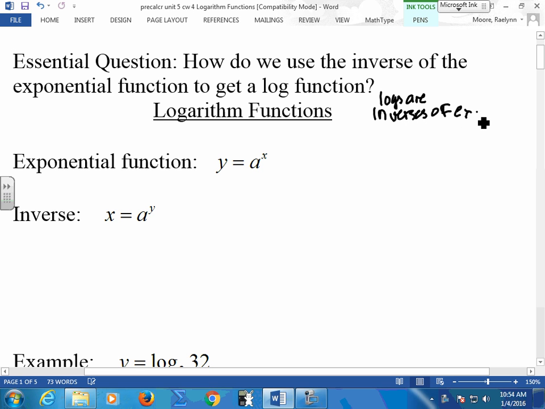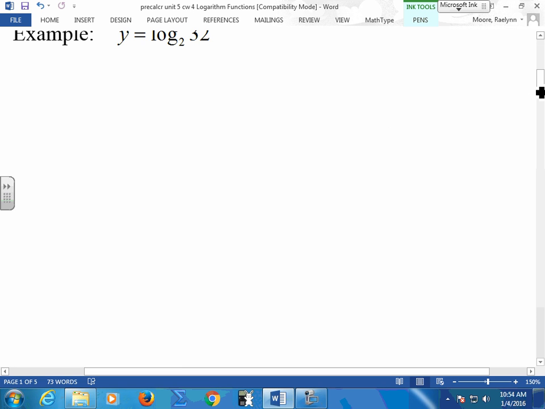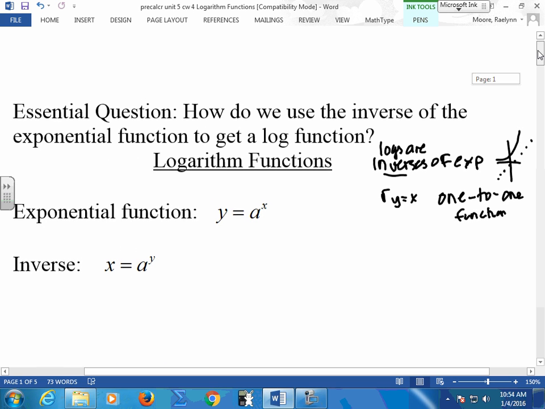And by saying this, an inverse is a reflection over the line y equals x. And when we do a true inverse that passes a one-to-one function test, it passes a vertical as well as a horizontal. We look at our exponential curve and we say, yep, this passes a vertical and it passes a horizontal line test, so it does have a true inverse. And when we reflect it, it's going to be its reflection like this. And this is where our log comes from.